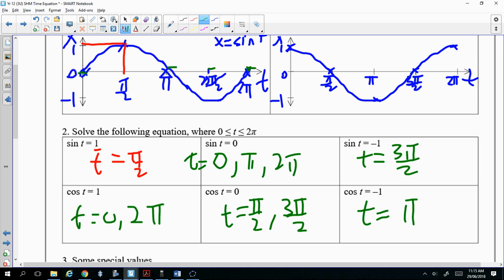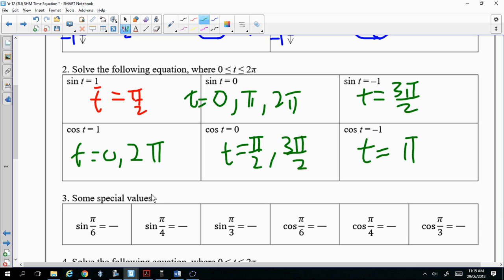Once you know how to use the graph to solve these simple equations, you should learn these special values, which are on the reference sheet. We have to look at the triangles, but it is recommended you memorize them off by heart, because on the reference sheet it's in degrees, and this is in radians. So write them down. Half, 1 over root 2, root 3 over 2, like that. And then the other one, this is cos pi on 6, which is root 3 over 2, 1 over root 2, and half.